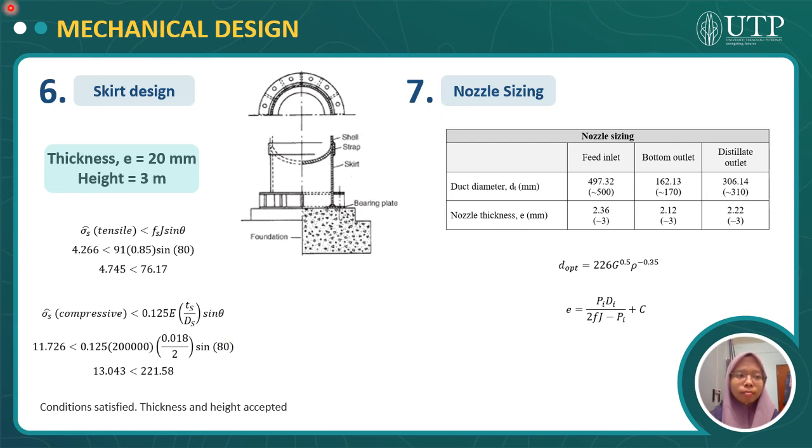Last but not least is the nozzle sizing for column inlet and outlets. The duct diameter for feed, bottom and distillate is calculated to be 500, 170 and 310 mm respectively, and all have 3 mm thickness.